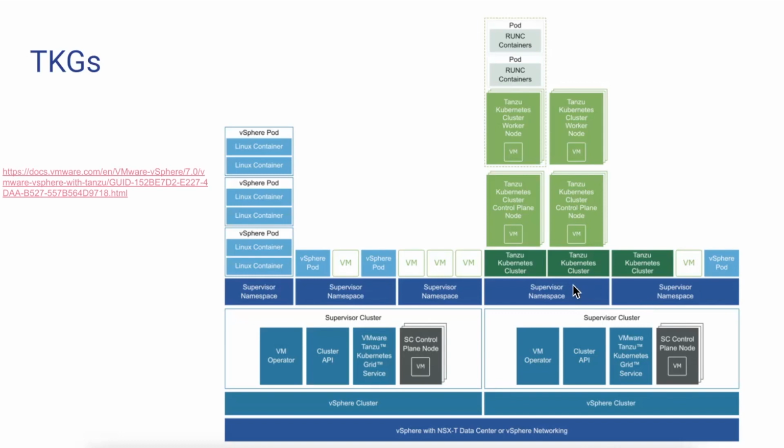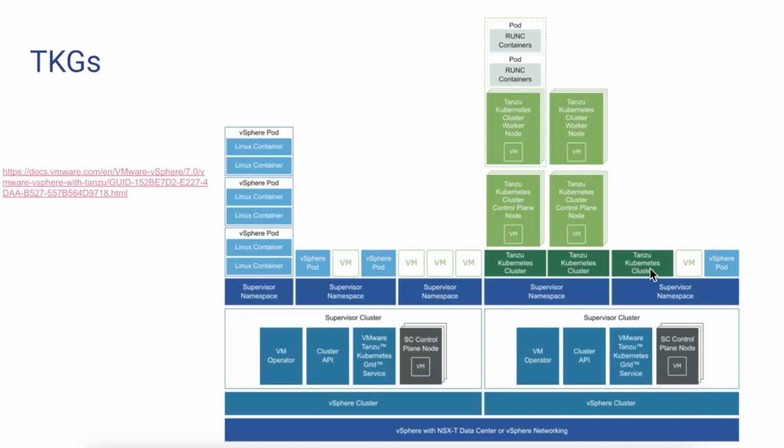Once you have supervisor namespace, then you can create Tanzu Kubernetes cluster. If I compare with TKGM, they are your workload cluster, and this is your management cluster. So here you are creating a workload cluster, and these workload clusters will have obviously the master node and worker nodes that you are seeing, and then eventually Kubernetes pods will be created. These clusters can be assigned to the developers or a deployment team so that they can deploy the application.